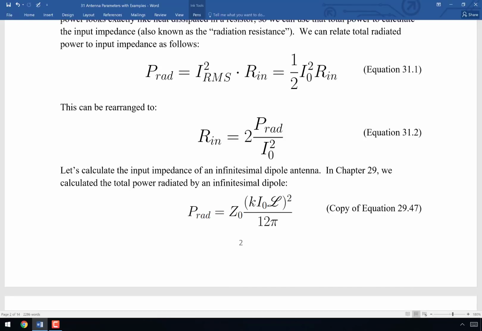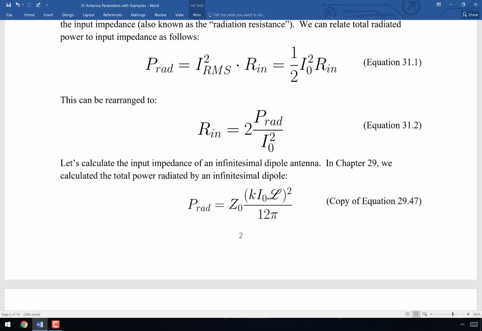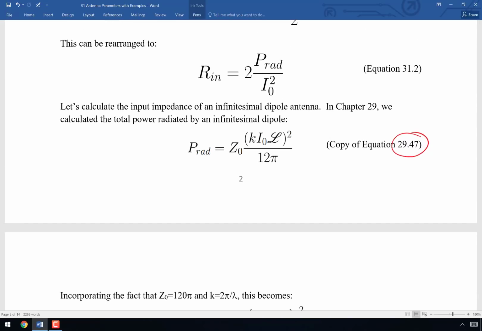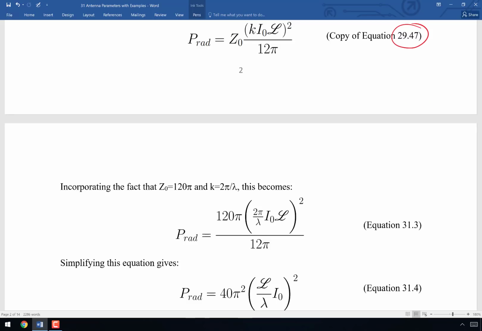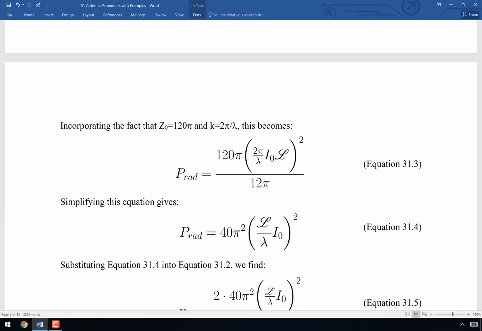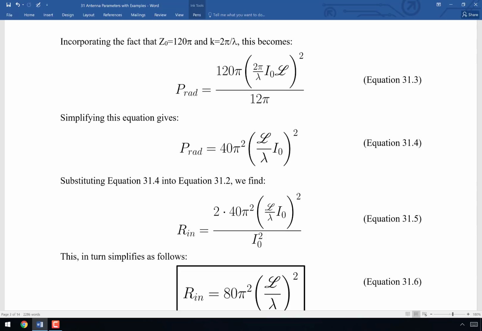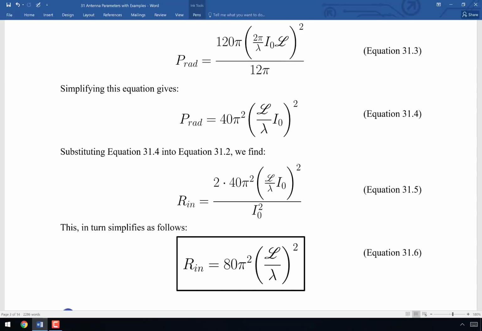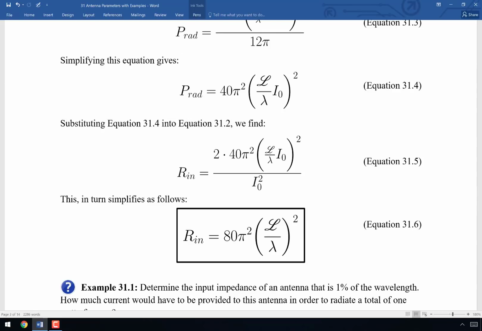Now, we can do this for an infinitesimal dipole because we have already seen the total radiated power of an infinitesimal dipole from Chapter 29. We have an equation for the radiated power. So we're going to plug that into equation 31.2. We're going to do a little bit of algebra on that equation, and ultimately we can solve for R_in, and R_in turns out to be 80 pi squared times L over lambda, the quantity squared. So we have an expression that allows us to calculate the input impedance of an infinitesimal dipole antenna.